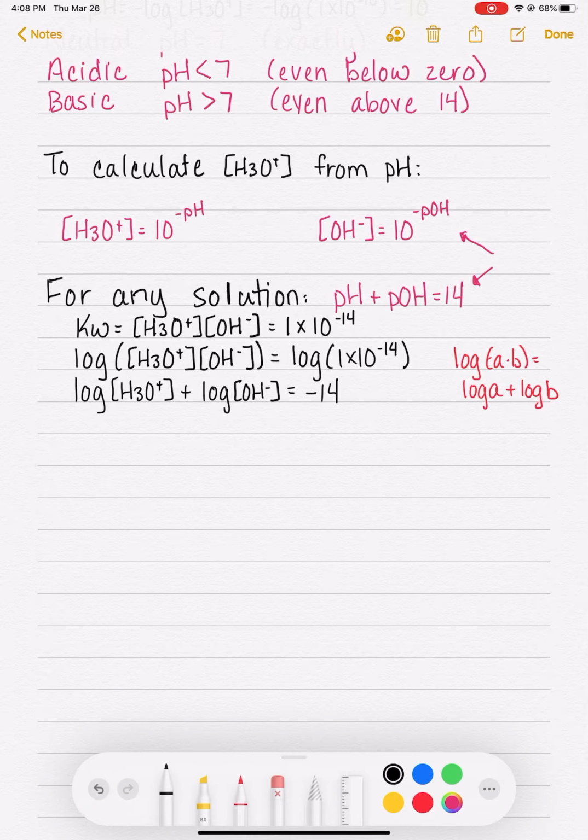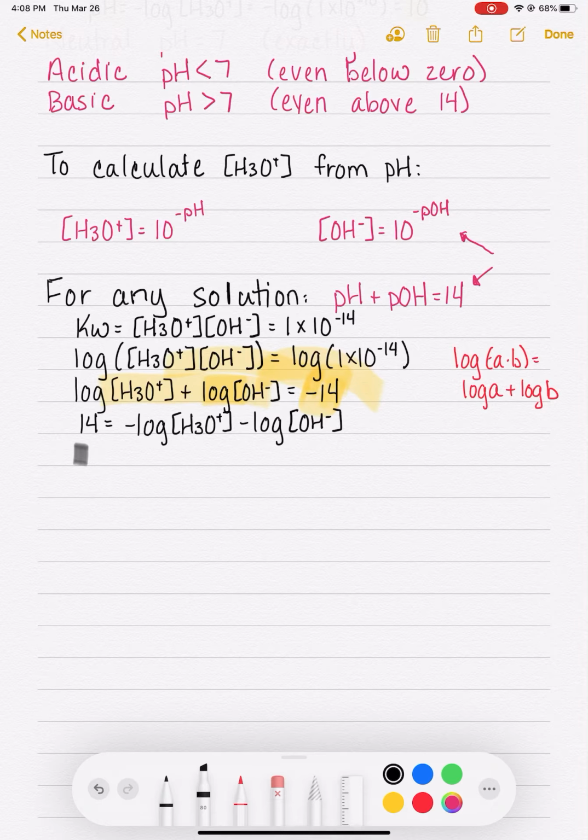I don't like the negative sign, so I'm going to move the left side of the equation to the right, and the right side of the equation to the left. So I'm going to get 14 equals negative log H3O plus minus log of OH minus. And all that I did there, because I don't like the negative sign of the 14, was take the left side of the equation and move it over to the right, and I took the right side of the equation and I moved it over to the left.